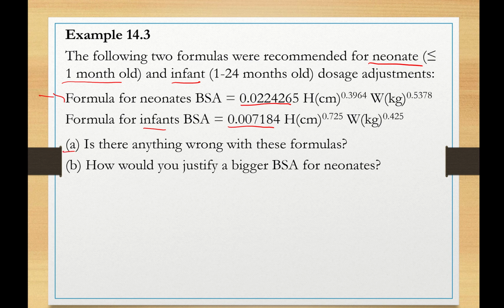So I'm asking, is there anything wrong with these formulas? And again, the answer is, how would you know, right? I mean, this is the first time you've seen these formulas. And how would you justify a bigger BSA for neonates? So first we have to prove that anyway. Okay, so of course there is something wrong with these formulas because it was copied down incorrectly from a book.